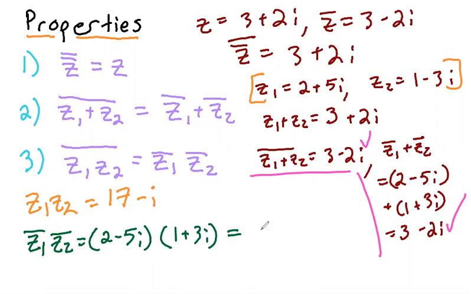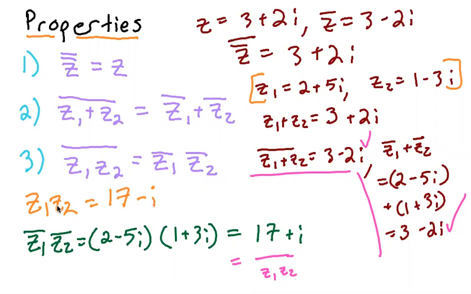Check for yourself that you get 17 plus i. So this is, of course, going to be equal to the conjugate of the product here. Take the conjugate here, you get 17 plus i. So we came up with this in two different ways.